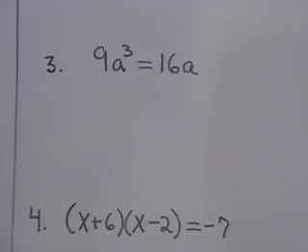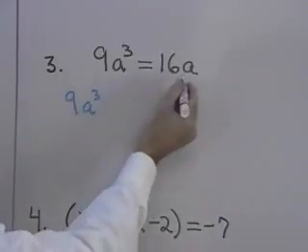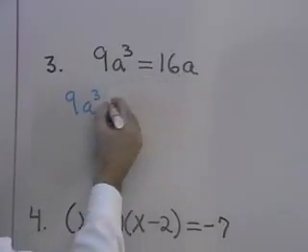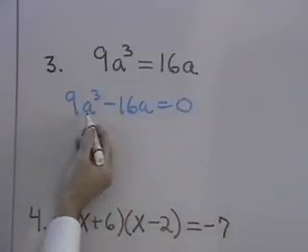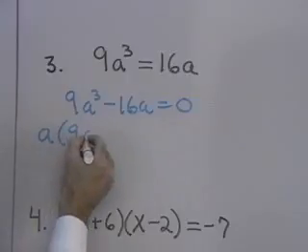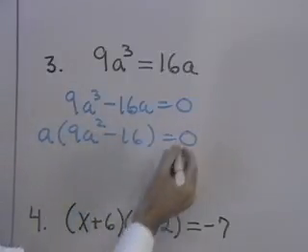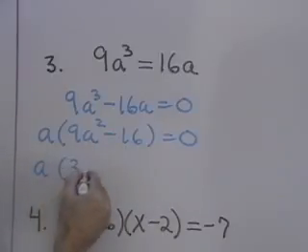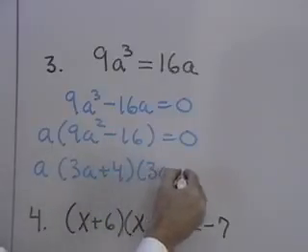9a cubed equals 16a. Let's put it in standard form by getting 0 on this side, and I'll do that by adding negative 16a to both sides. Now I have a greatest common factor of a. I'll take it outside. A times 9a squared minus 16. I'll factor 9a squared minus 16 into 3a plus 4, 3a minus 4.